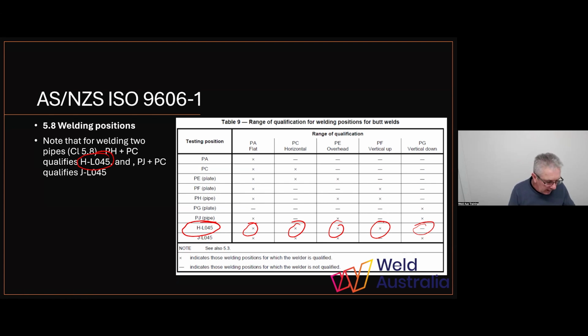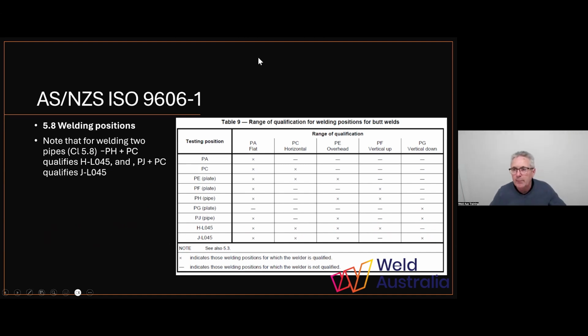What you'll often see in your document is, on the left-hand side, they'll put H-LO45. Now your range of qualification may be missing all of that, or none of that, or they could just have a PA. That's what you've got to pick up. You've got to be able to look at this, go to there and verify what the range of qualification is. So we're slowly working our way down our document in relation to whatever type of weld has been done, and then we can work out what the range of qualification is.